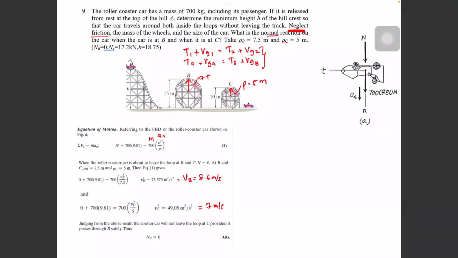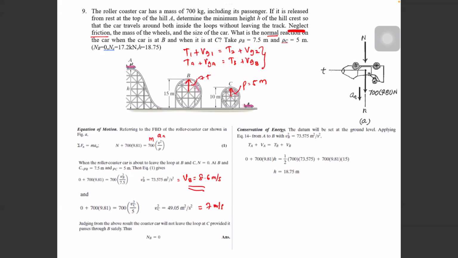So N at 0 must be at B. So you should have VB is equal to at least 8.6. Okay, at VB, then it will be safe. Okay, and it will be safe. So NB is equal to 0. Okay, so then we go into the conservation of energy.